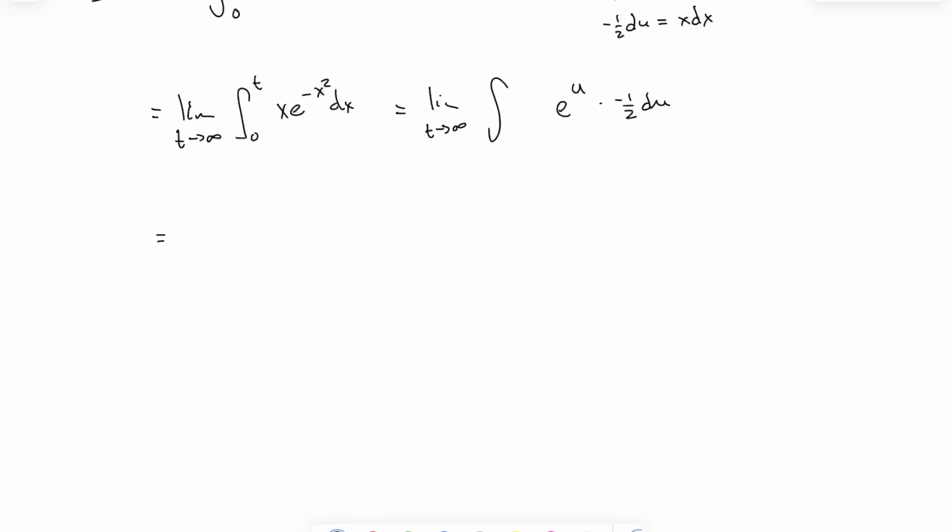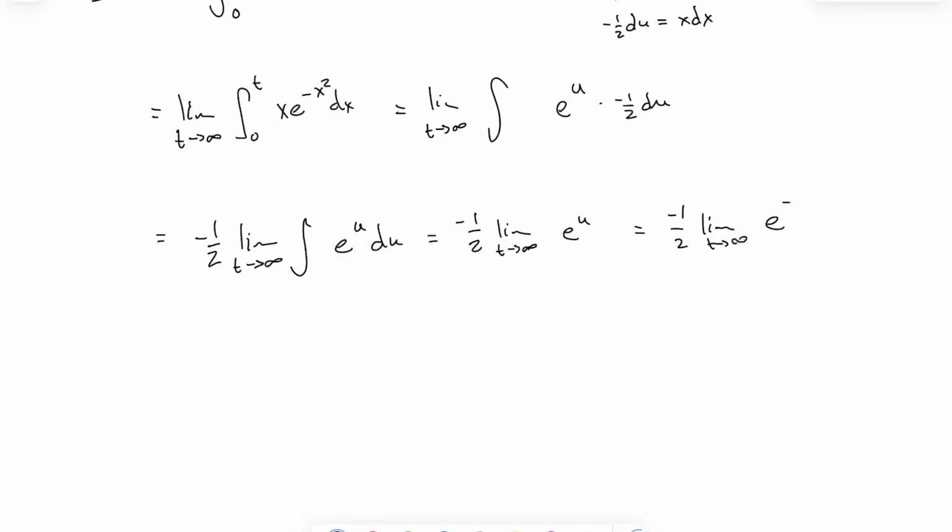Now, how to do this integral? I would pull the constant all the way out, and in fact, you can actually pull a constant through a limit also. So this can really go all the way out front. And it is just the integral of e to the u du. And what is the integral of e to the u du? It is e to the u, yeah. The integral of e to the u is e to the u. So this is e to the u, and I'm going to replace it with my original variable, e to the minus x squared.